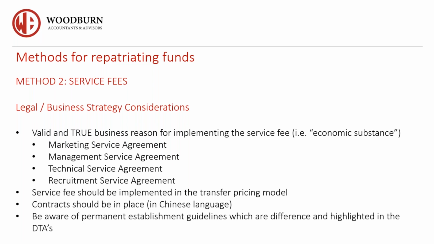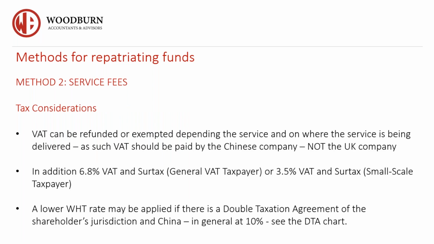All right. In terms of the tax considerations, depending on the type of cross-border transaction that's occurring, as I had highlighted in yesterday's presentation, it could be that the Chinese company can apply for a refund or an exemption. In addition, if the Chinese company is a general VAT taxpayer, 6.8% VAT and surtax will be charged. If you're a small-scale taxpayer, it'll be 3.5% VAT and surtax. And then you've got to look at the double taxation agreement chart, and depending on the type of agreement, look at where you fall in terms of what type of withholding tax will be applicable.